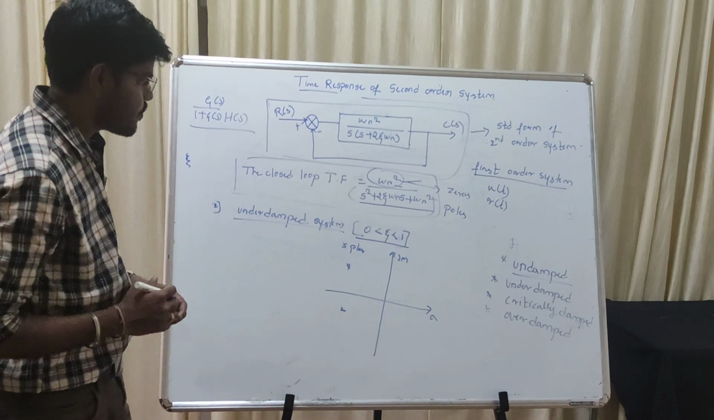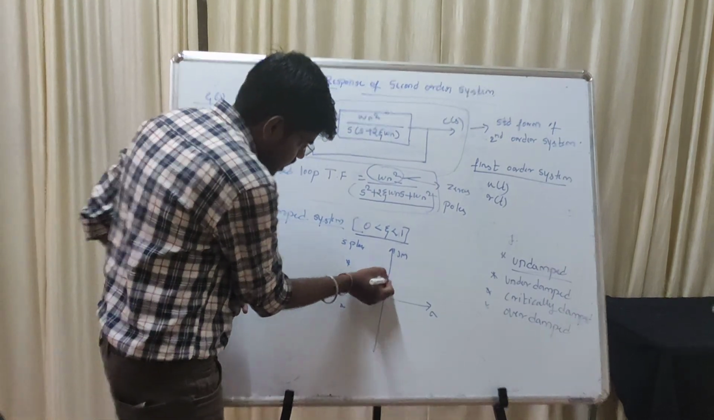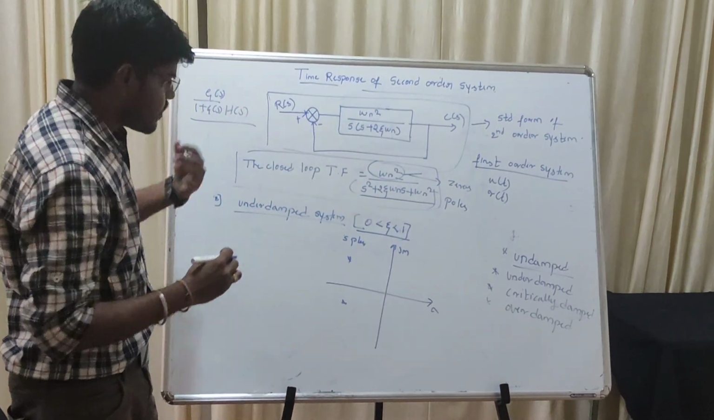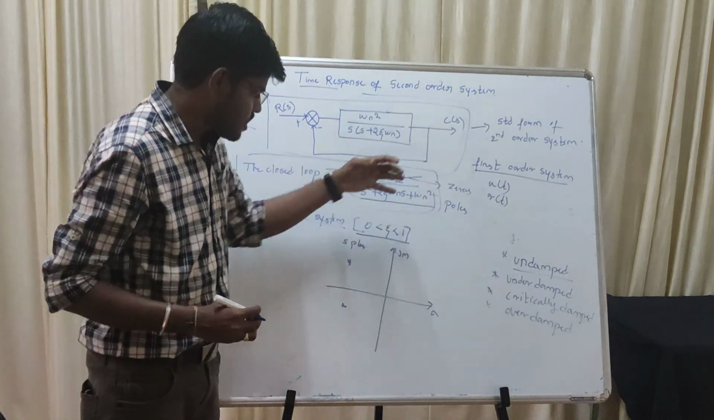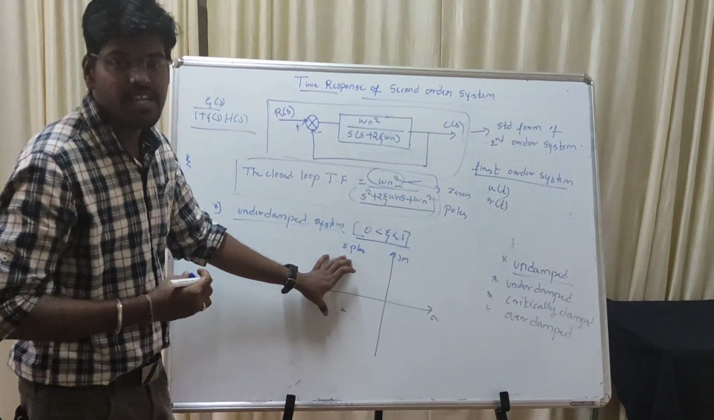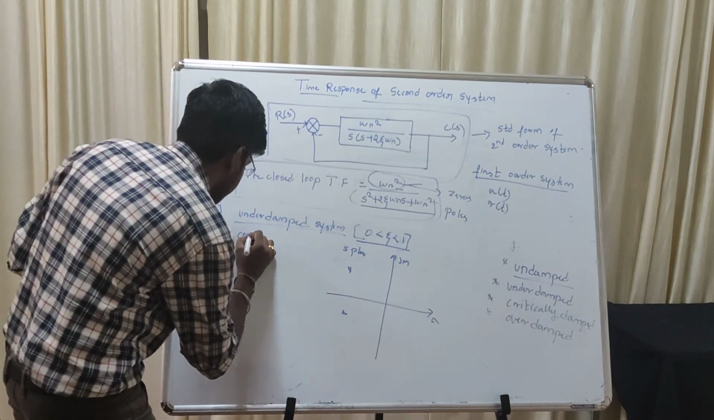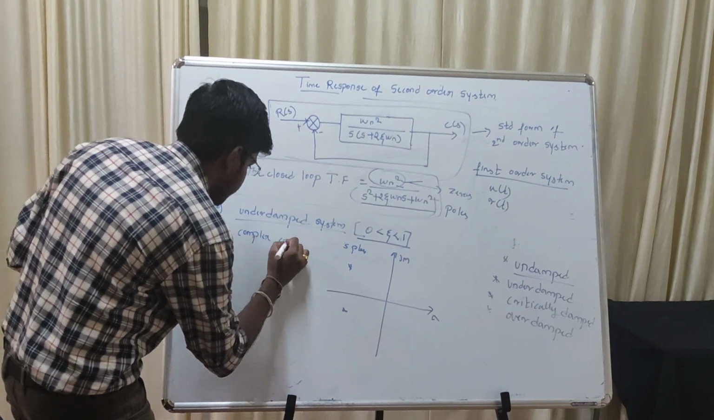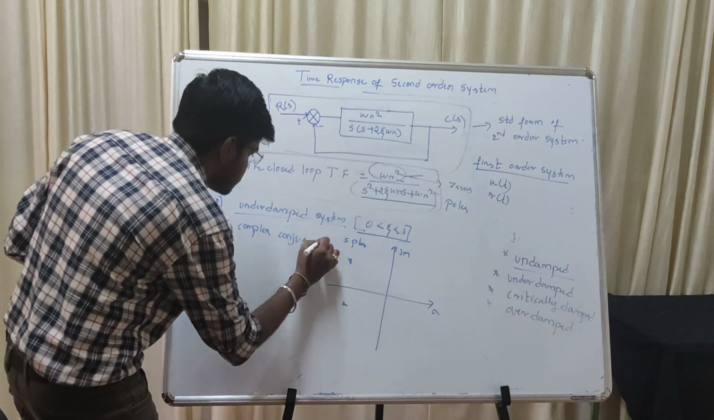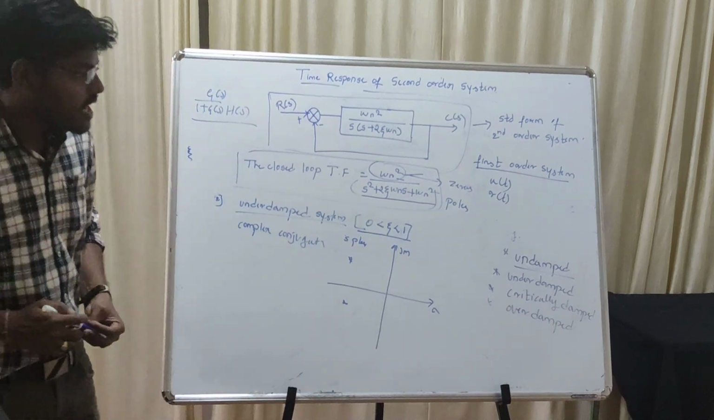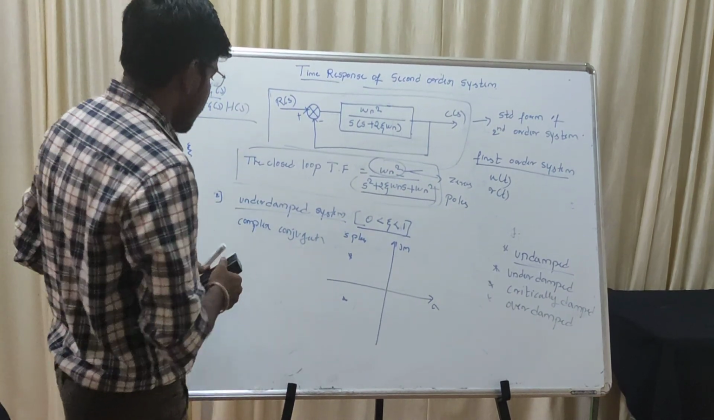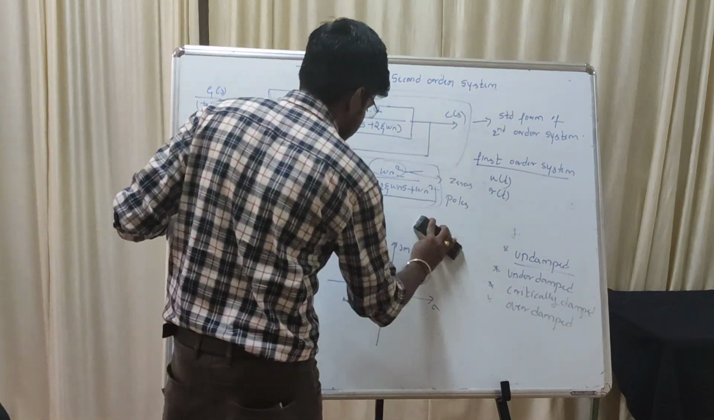For an undamped system, the poles are on the imaginary axis. For an underdamped system, when zeta is less than 1, the poles are completely at the left half of the S plane. There too, the poles are complex conjugates. So this is about the underdamped system. Next, we have the critically damped system.